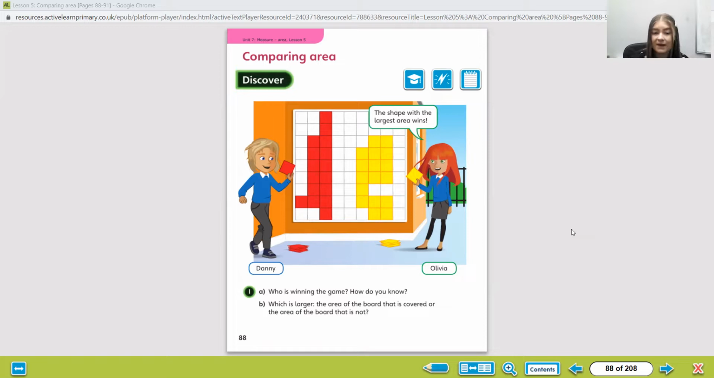And then for question B, we want to know which is larger, the area of the board that is covered. So that will be both of their areas, because that's covered the board. Or the blank white squares that is not covered. So is the covered section of the board larger, or is the blank section of the board larger? So pause the video and have a go at those for me.